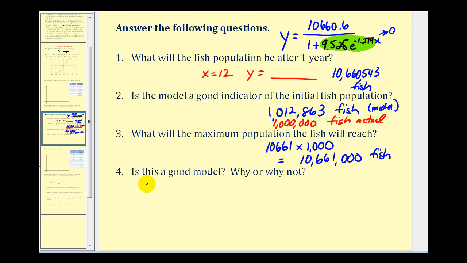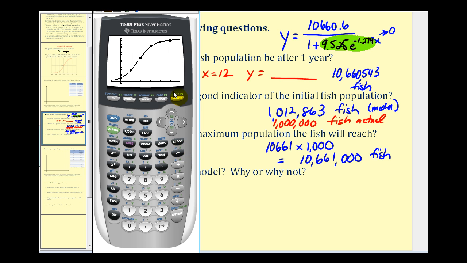The last question to consider, is this a good model? Why or why not? Again, unfortunately the graphing calculator didn't give us r squared, but we can tell graphically that this model seems like an excellent fit for that data, and therefore it would be a good model to make predictions, assuming the resources in the lake stay consistent after the time frame provided by the given data.